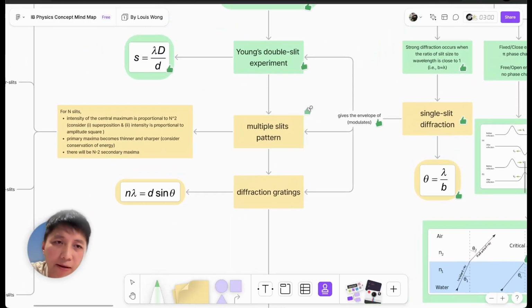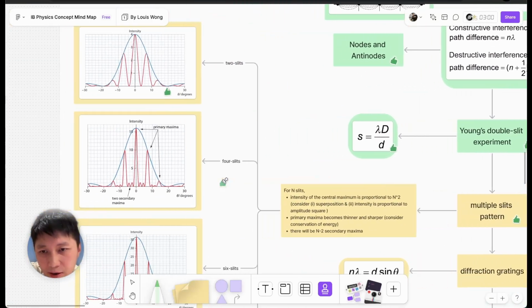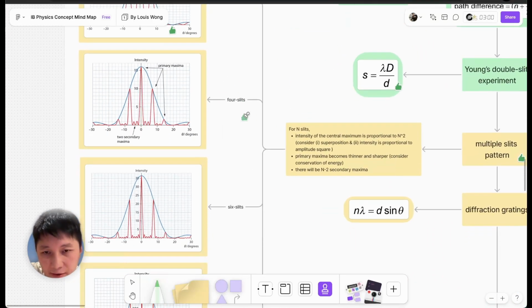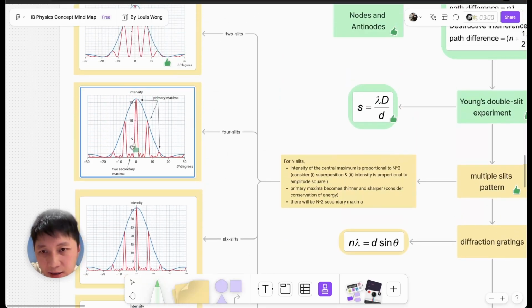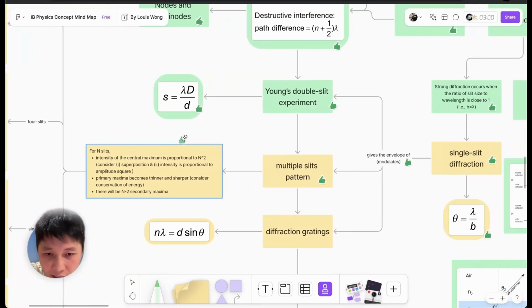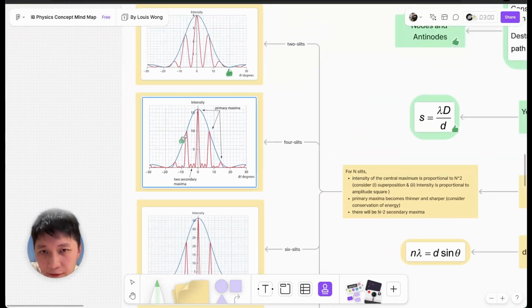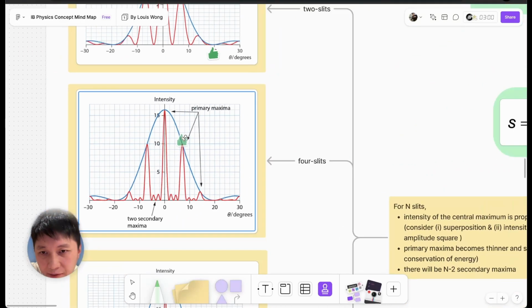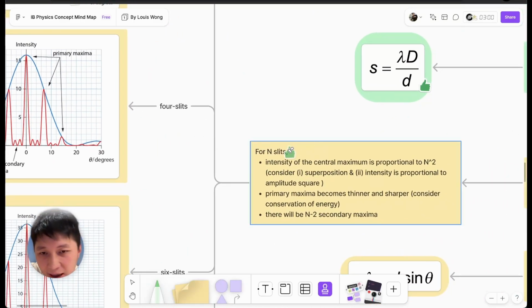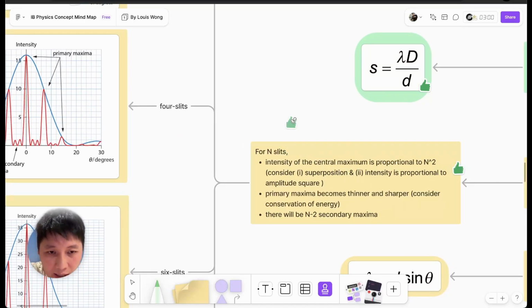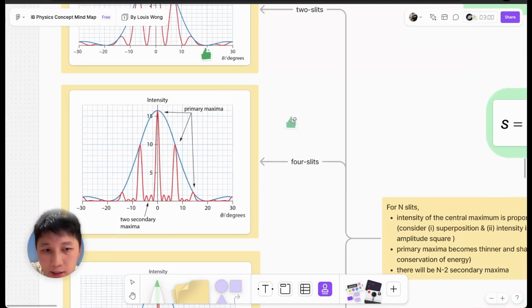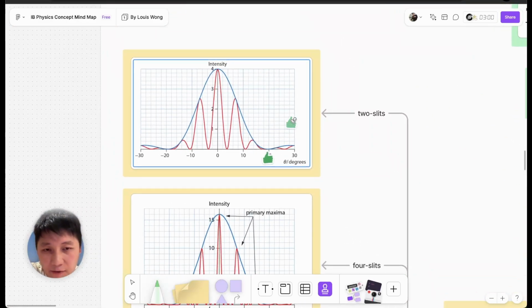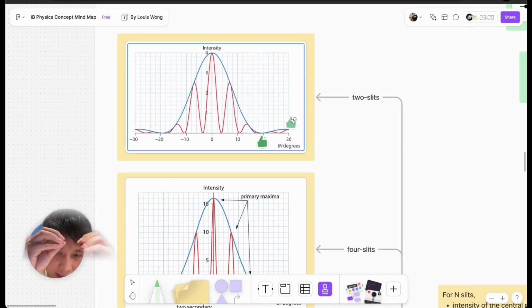Now we can move on to the idea of multiple slits. Multiple slits could be any number, basically 4, 6, and 20 in the diagram that I included here. If you try to observe them, you find something really special: for the n-slit case, the intensity will be proportional to n squared. The idea is very simple. If you have 2 slits, the amplitude at the central maximum will be 2a, imagining the original is a.